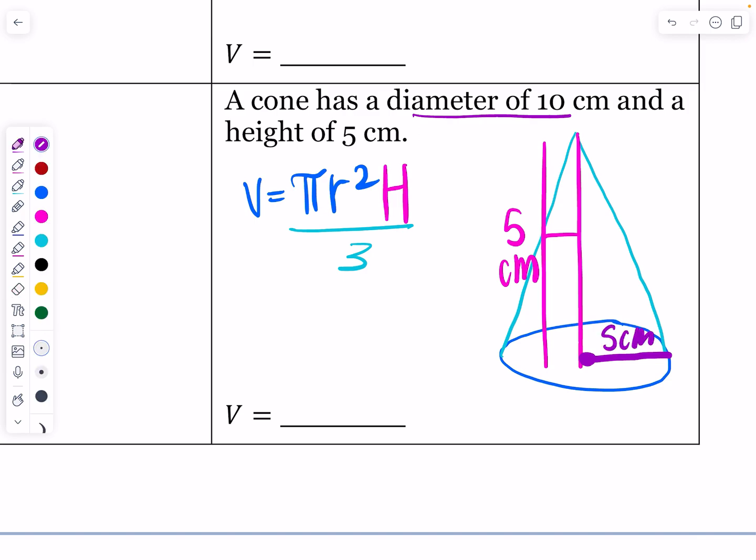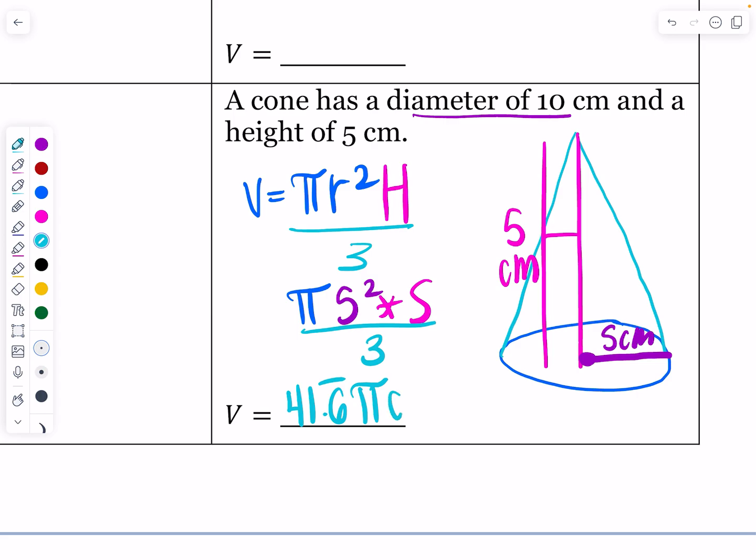So we do 10 divided by 2, if that's my diameter, and that's going to give me a radius of 5 centimeters as well. So what's interesting is whenever you do pi r squared h over 3, that's going to be pi times 5 squared, my radius, which is 5 to the second power, times my height, which is also a 5, divided by 3. You could type this into your calculator, but 5 squared times 5 is going to be 5 cubed, which is 125. And then 125 divided by 3 is going to give me 41.6 repeating pi centimeters cubed.